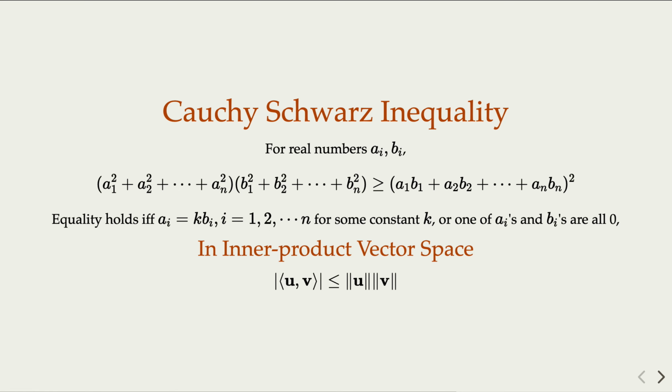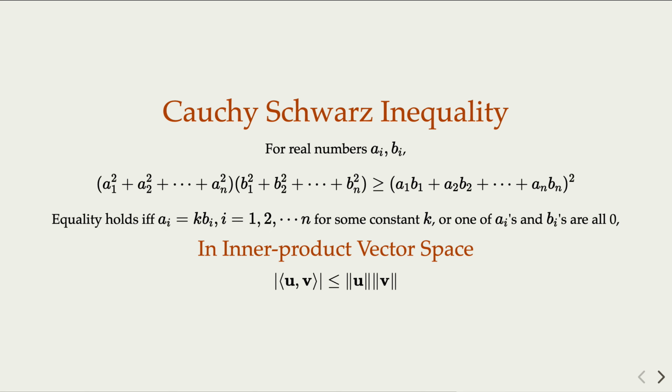What it says is that the magnitude of the inner product of two vectors is always smaller than the product of their lengths, the length of u and the length of v. So that's also very useful in the interpretation of the Cauchy Schwarz inequality.